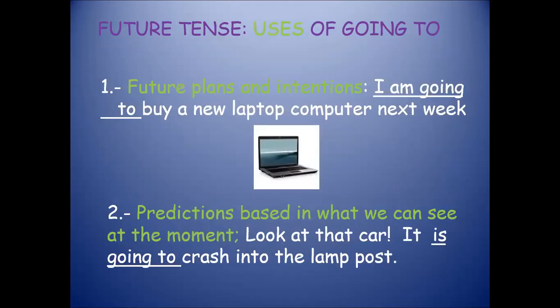The uses of going to. In order to have it a little bit more clear, we're going to remark the fact that the going to structures are used to talk about future plans and intentions. For example, I am going to buy a new laptop computer next week. Would it be a plan or would it be an intention? An intention. An intention, very good. It is something that you would like to do, very good.